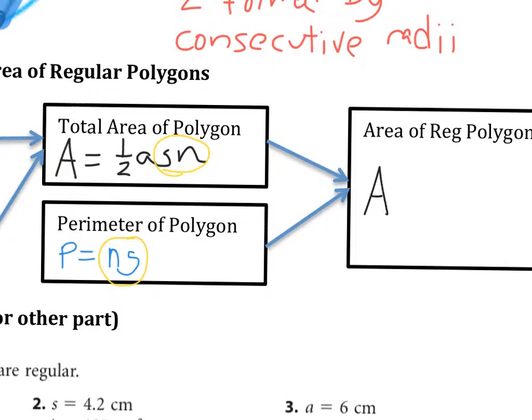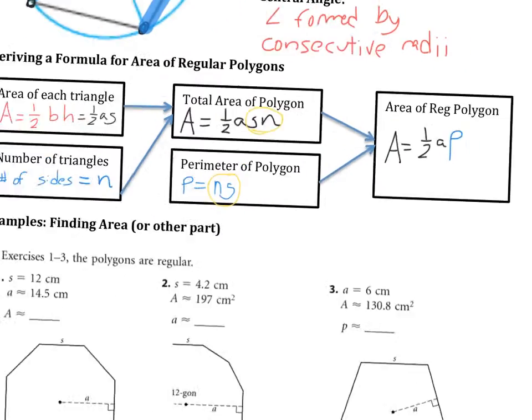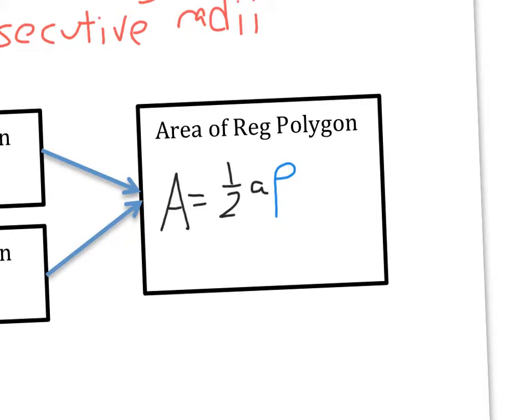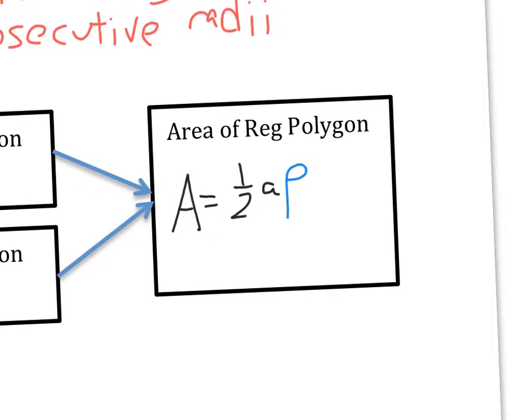So the area is going to be 1/2 of the apothem times the perimeter. Capital P, small a, and a capital A. Pay very close attention. Capital A there, lowercase a there, capital P there. All right, so here is our super secret formula for the area of a polygon. All we need is the apothem, and we need the perimeter to count those off.